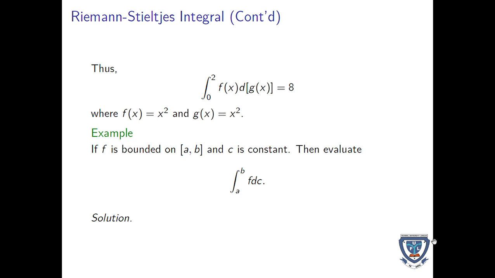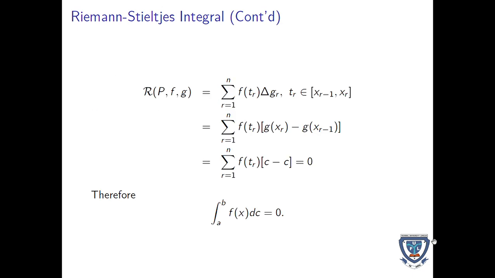Continuing with more examples, if f is bounded on [a, b] and c is a constant, then evaluate the integral of f dc over the interval [a, b]. Solution, or in this case you can even say proof, but let's move on.